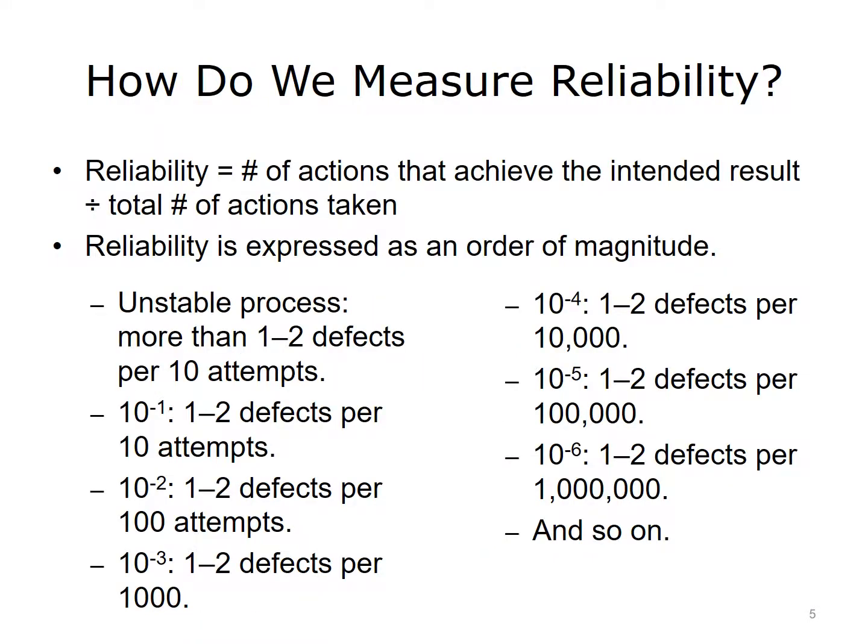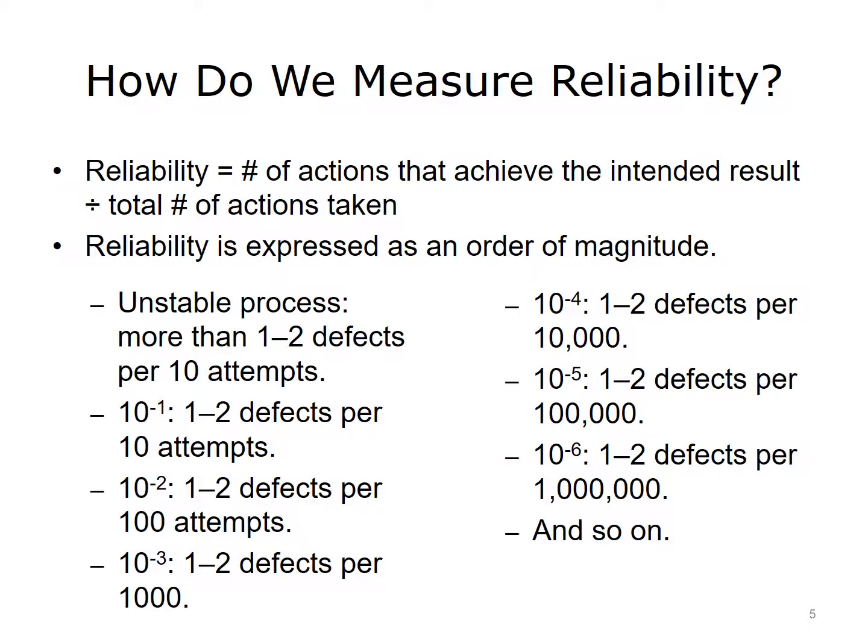To measure reliability, divide the number of actions that achieved the intended result by the total number of actions taken. Reliability measures are presented as an order of magnitude. An unstable process is defined as a process with more than 1 to 2 defects per 10 attempts. 10 to negative 1 describes a process with 1 to 2 defects per 10 attempts, and so on.